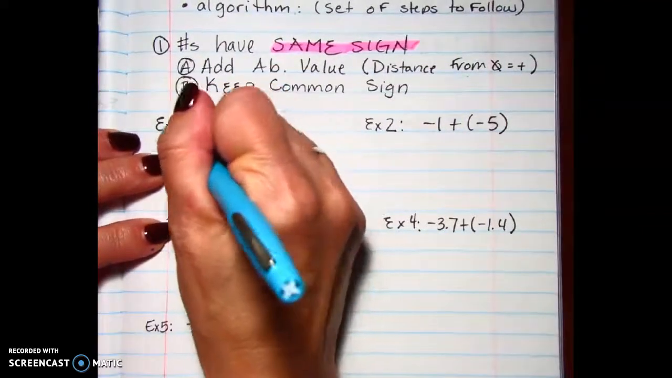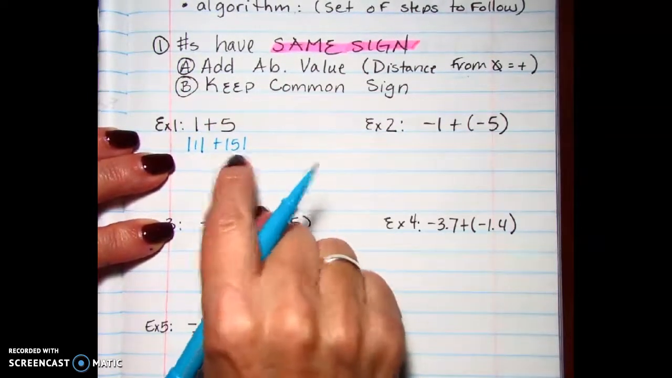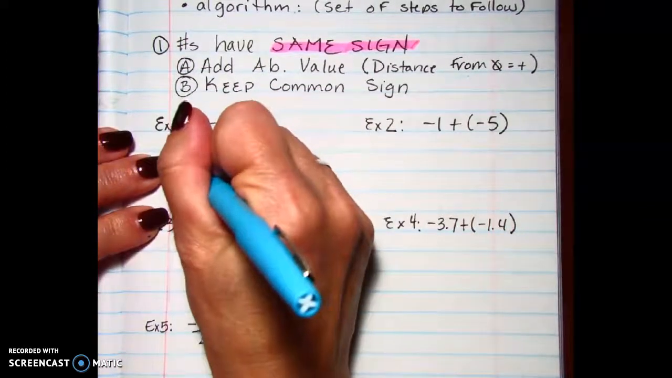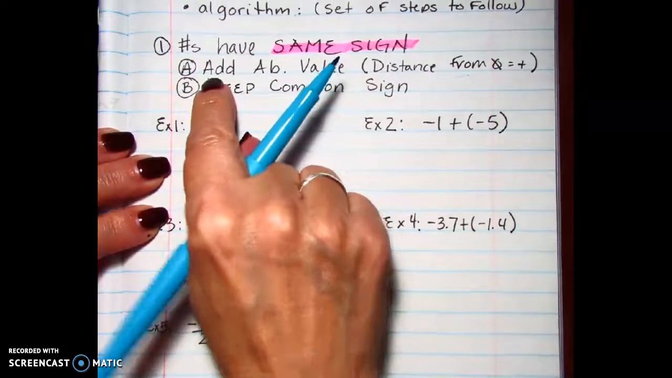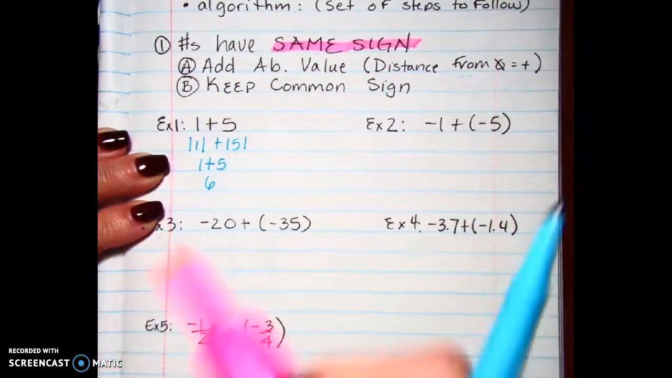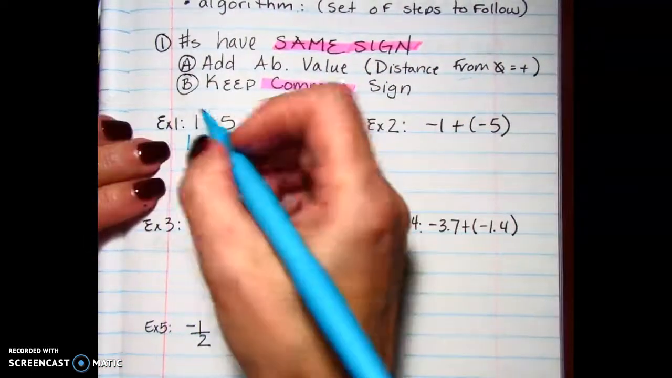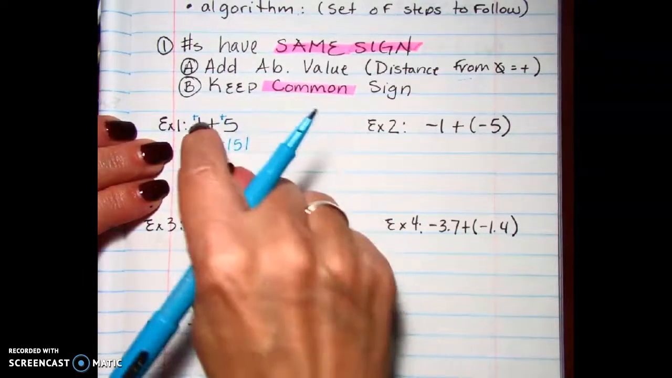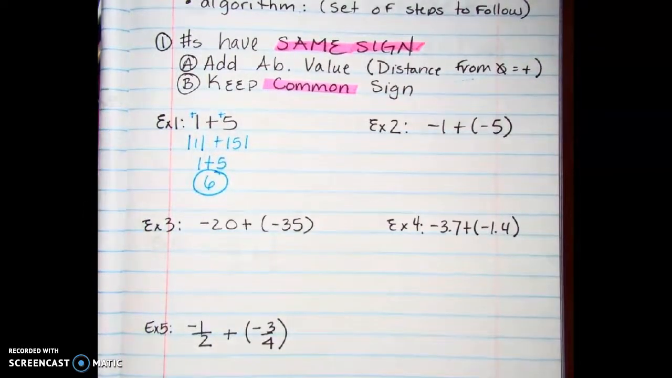So the absolute value of 1 plus the absolute value of 5. Remember, these aren't ones. These are just these lines that show absolute value. So it's 1 plus 5 is 6. So that was step A in our first algorithm. And then we keep the common sign. Common sign? What's the common sign here? Well, remember, any whole number that does not have a negative sign in front of it is considered positive, so it stays positive. Our answer is 6.